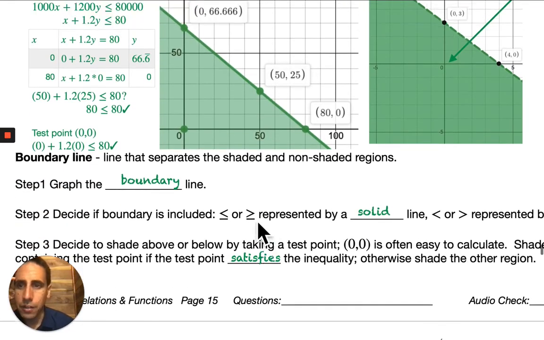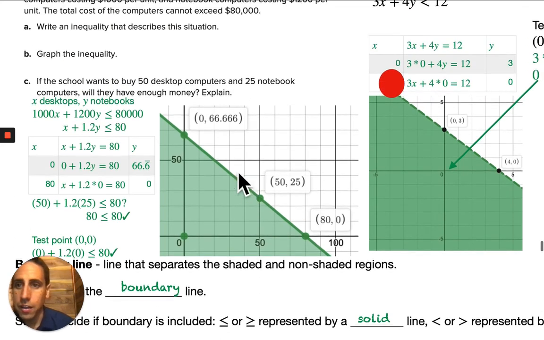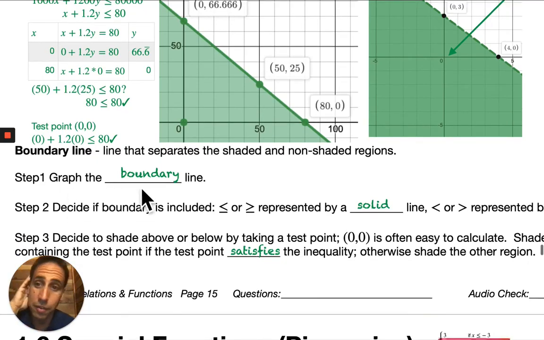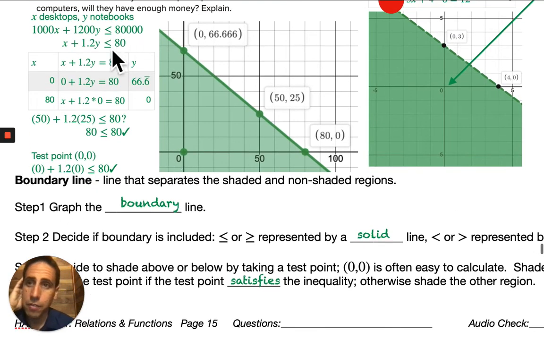The boundary line is this right here. It's the line that separates the shaded and non-shaded regions of an inequality. So the very first step is to graph the boundary line. And that's exactly what we did with this table. If you want to graph something, you've got to go equation, table, graph. And we're not trying to graph the inequality, just the equation version of that.